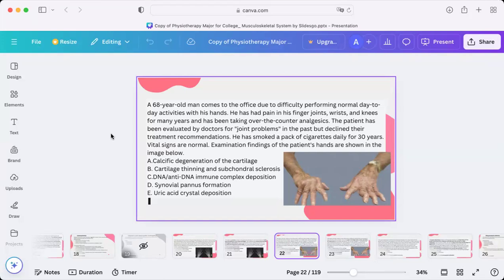I like that you guys are giving the diagnosis. That's great. What are these findings in the hands called? C is SLE. Good job.